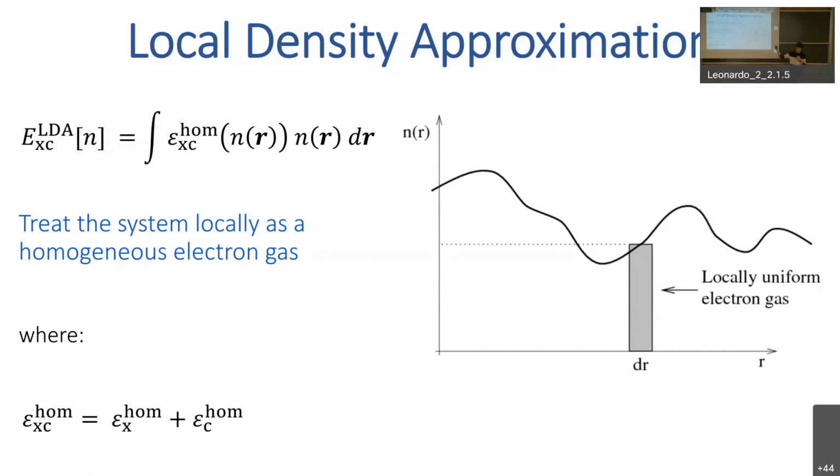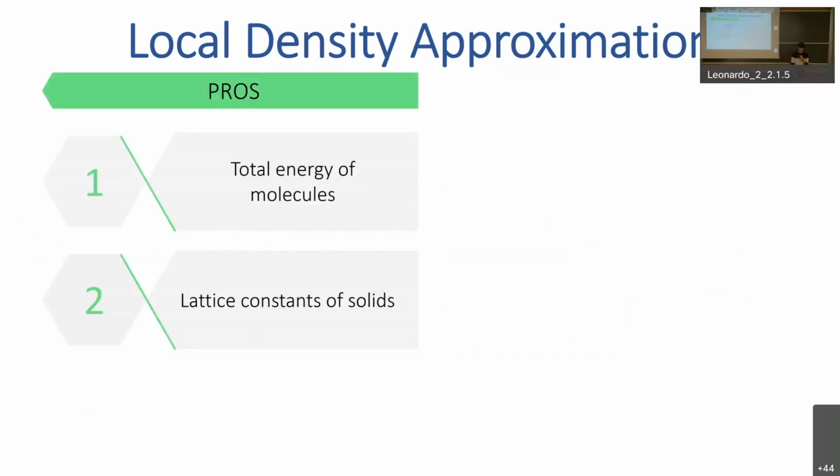So mathematically, this can be done with that integral that comprehends the density of electrons and the exchange correlation energy density, that we don't really care about. We just say that the term can be split into two parts. The first one is the exchange energy density, for which we can find an analytical form. And the second one is the correlation energy density, for which we need some numerical methods, like, for example, quantum Monte Carlo. Okay, so what are the pros of the local density approximation?